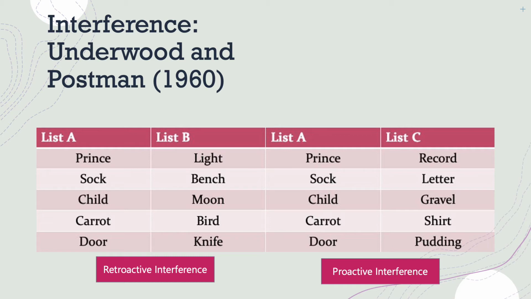But what I want you to ask yourself is, which list did you forget more words on? If you forgot more words from list B, you experienced retroactive interference because your recent learning of list C words interfered with your B words. And if you forgot more from list C, then you experienced proactive interference because your previous learning from list B interfered with your new learning of list C. And this is exactly what Underwood and Postman did to test retroactive and proactive interference.